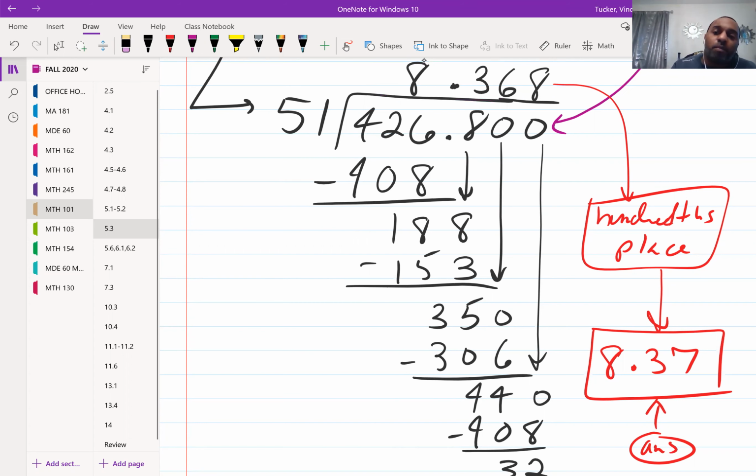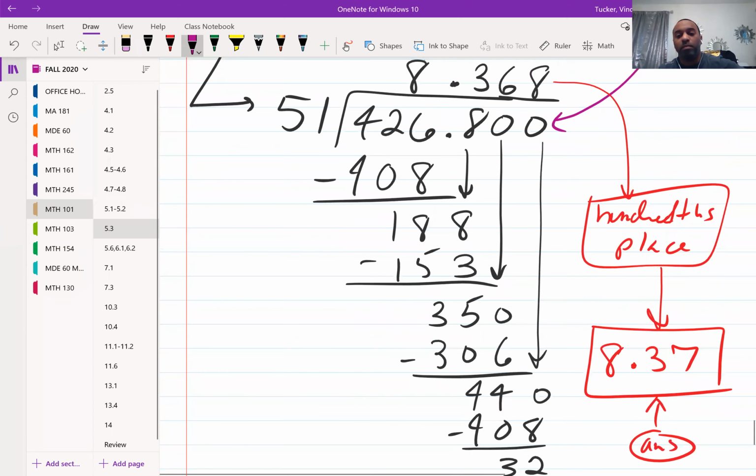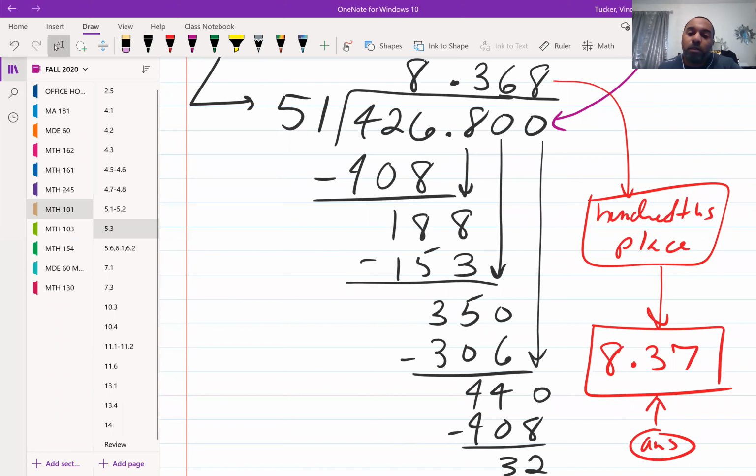8.368. Now we need to round to the hundreds place. And so that 8 behind the 6 tells me I can take that 6 to a 7, which gives me the answer of 8.37. All right. So that's adding, subtracting, multiplying, and dividing decimals.